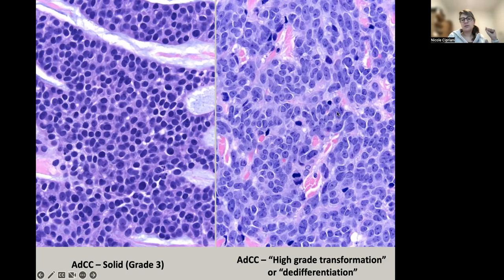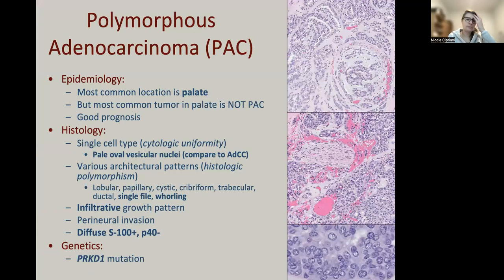And high-grade transformation can occur in essentially any salivary gland carcinoma. You may not be able to tell what the underlying low-grade component was unless you have morphologic evidence of it, or you do genetics to figure out what it is. So once it's a high-grade carcinoma, it can sometimes be really hard to tell what the morphologic subtype is, if that makes sense.